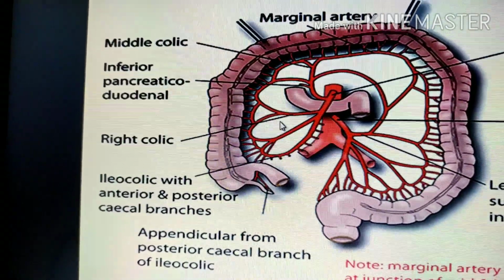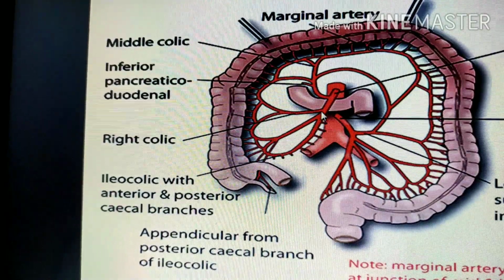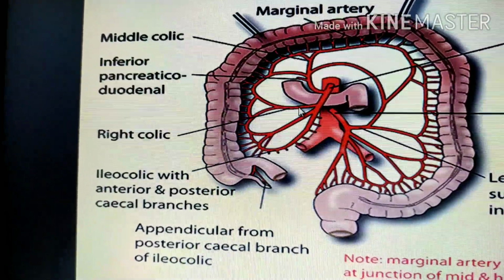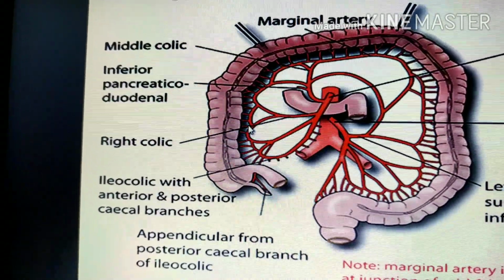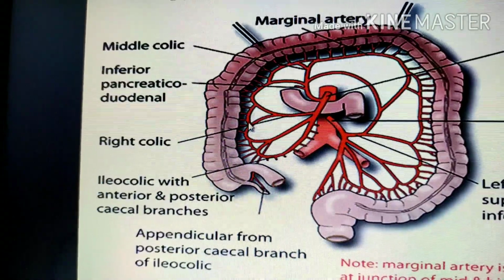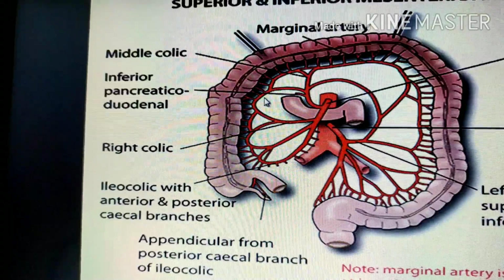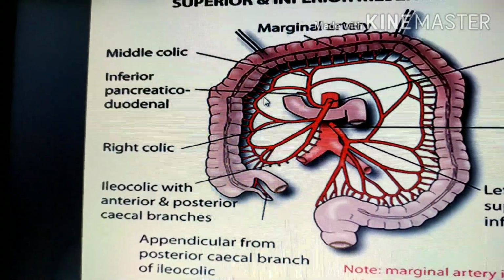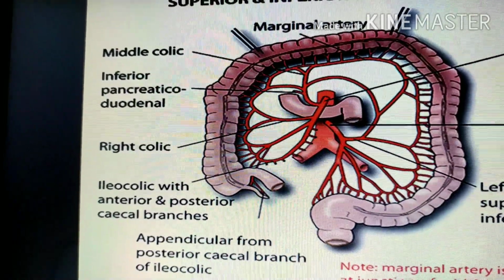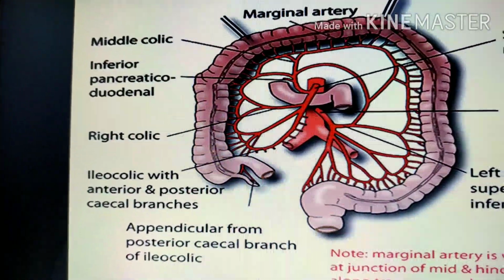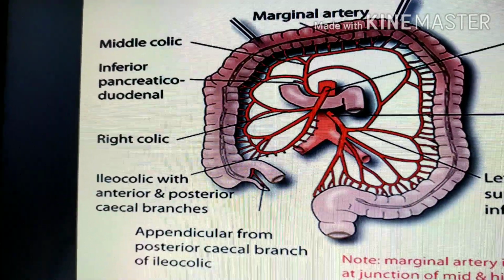Now coming to the third branch, the right colic artery, which arises from the middle of the concavity of the superior mesenteric artery. This artery passes behind the peritoneum to reach the ascending colon. Here it divides into an ascending branch and a descending branch. The ascending branch anastomoses with the right branch of the middle colic artery, while the descending branch anastomoses with the ascending branch of the ileocolic artery. This right colic artery supplies the ascending colon and the right hepatic flexure of the colon.